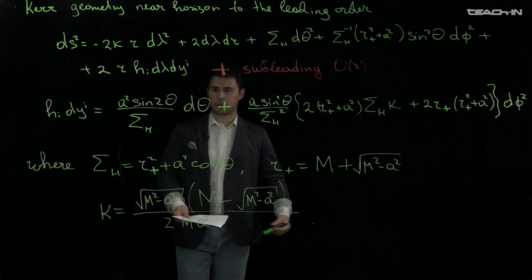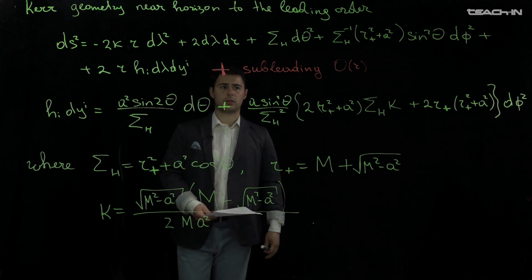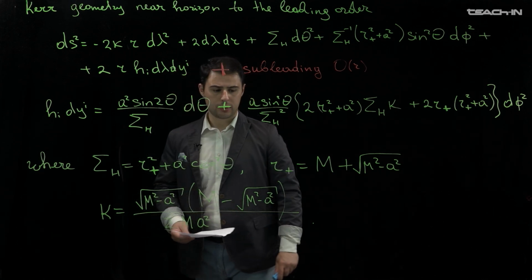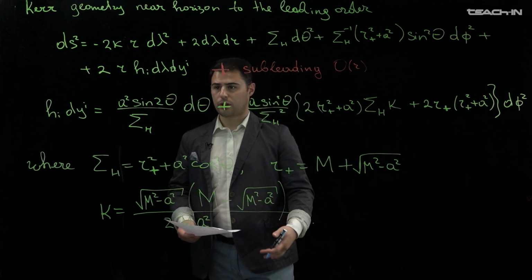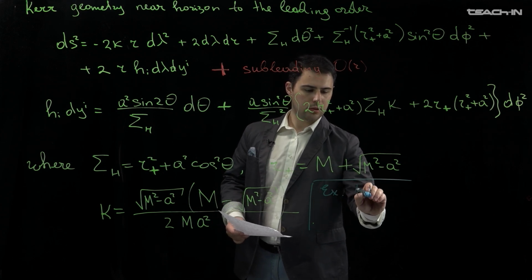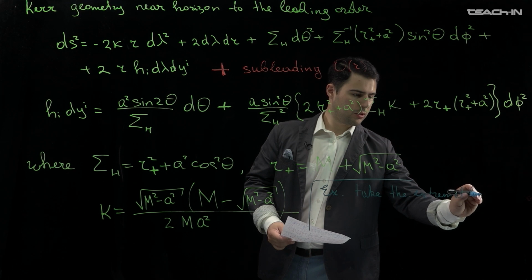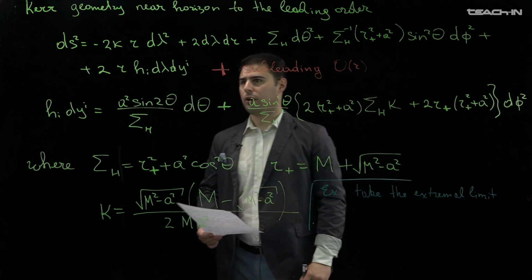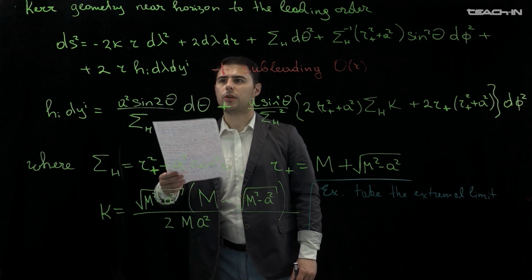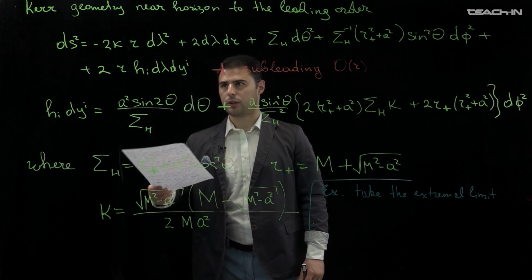So it depends on two parameters, the mass m and the angular momentum per unit mass a. So it is an exercise to take the extremal limit, which is given by the vanishing of the gradient of the null generator on the horizon.